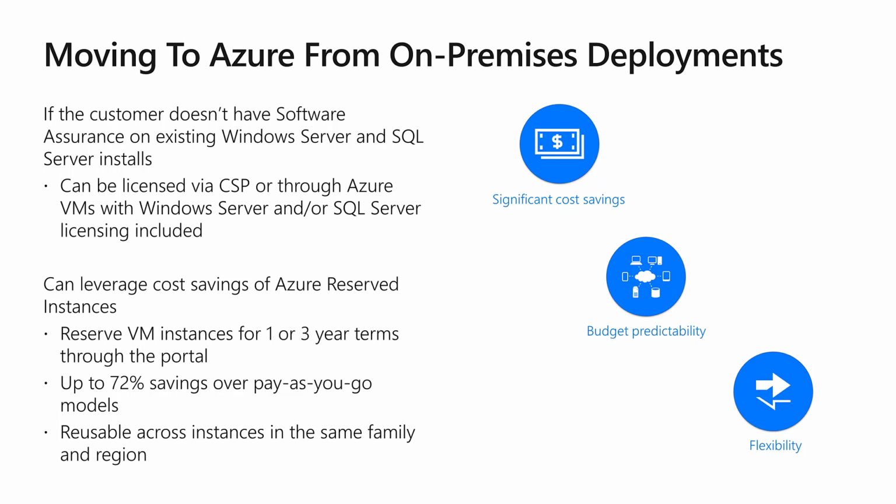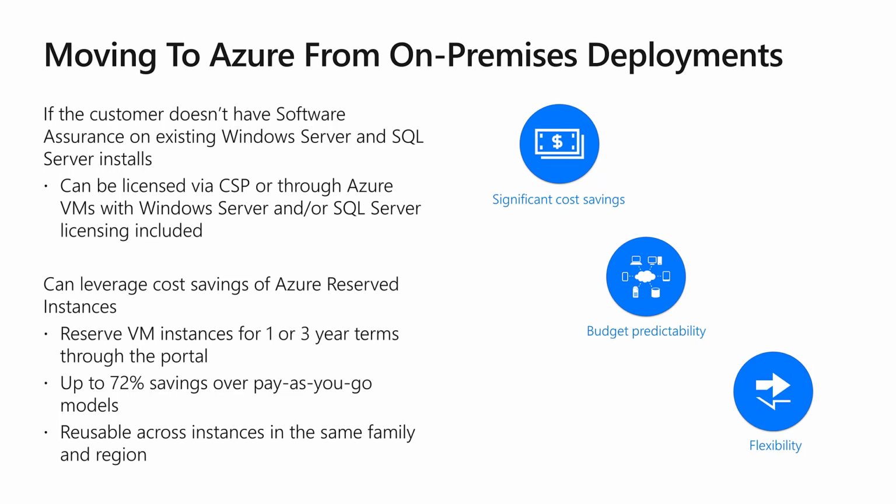Now, what we can also do is start looking at Azure reserved instances. This is where we can reserve virtual machines for a 1 year or a 3 year term, and we get up to a 72% saving over pay-as-you-go models. So this means that we can really start getting much better value for money.